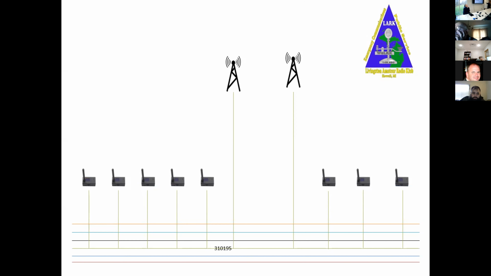Okay, so it's that simple. Now, these two hotspots, you can see there's two of them that are on TAC 310. The TAC channels were put in there as like CB channels. Hey, I want to talk to somebody on a repeater.